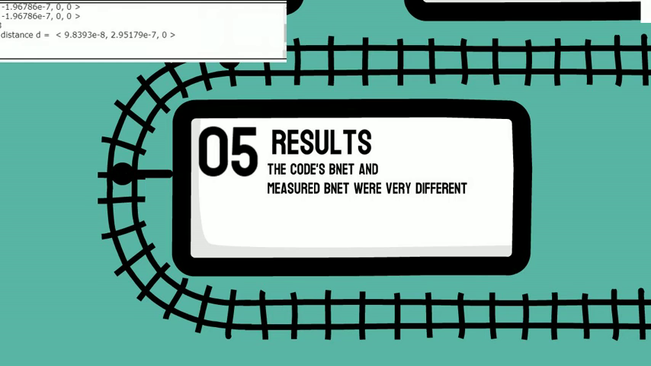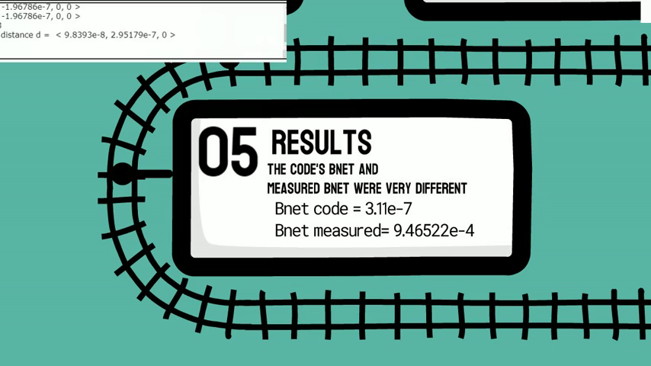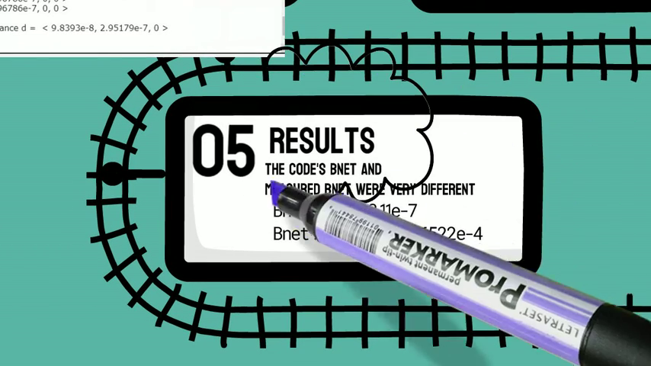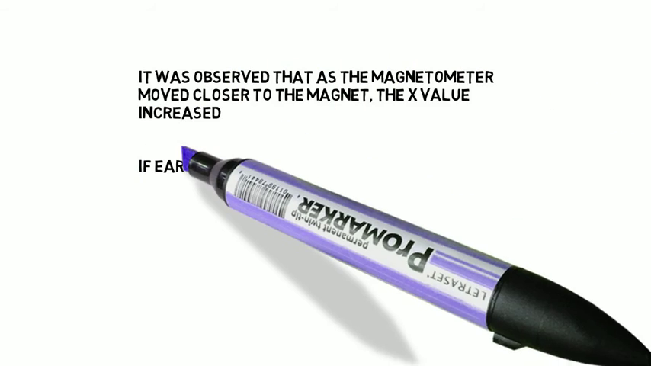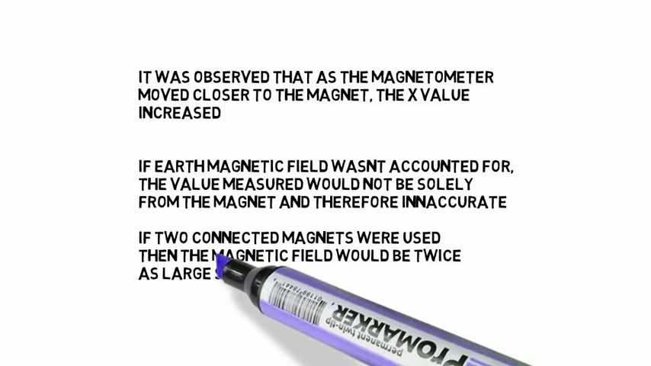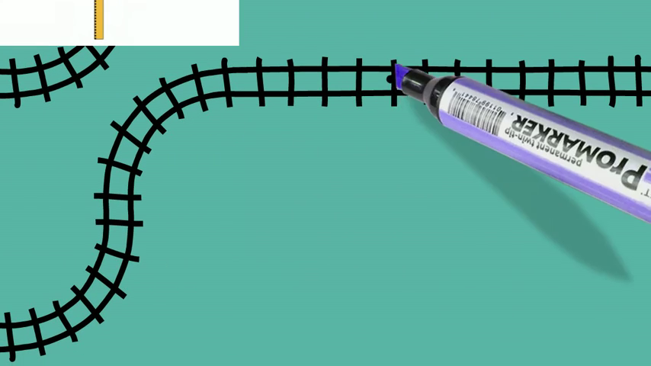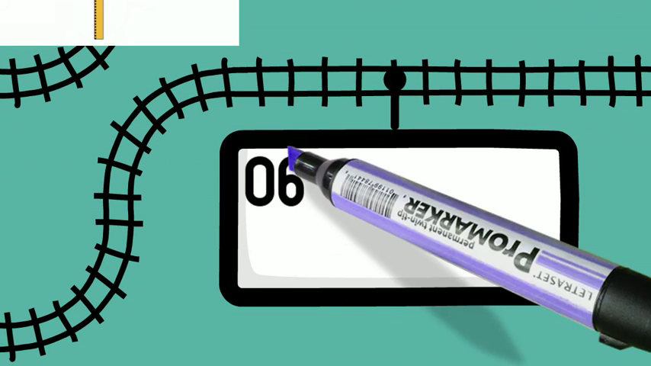But I went and found the net field to be 3.11e-7, and that measured differently from the net field given to me by Excel. Some thoughts for this lab, in general, that I saw was that the magnetic field increased as the magnetometer moved closer to the magnet. If the Earth's magnetic field wasn't accounted for, the value measured would not be solely from the magnet, and if 2 connected magnets were used, then the magnetic field would be twice as strong.